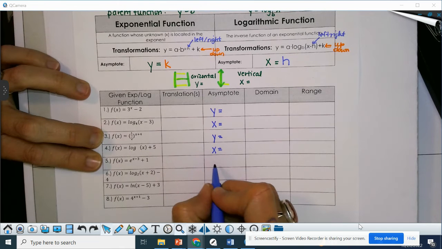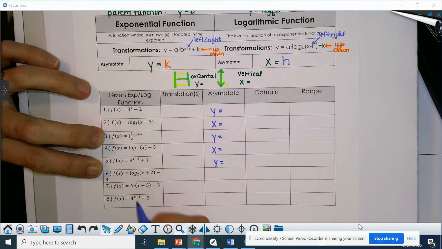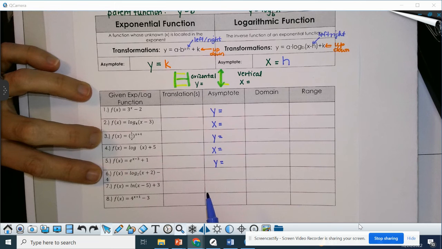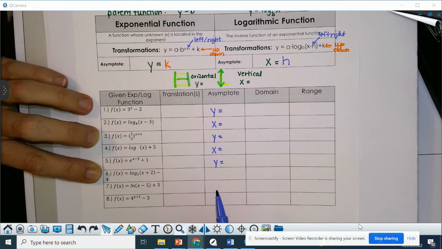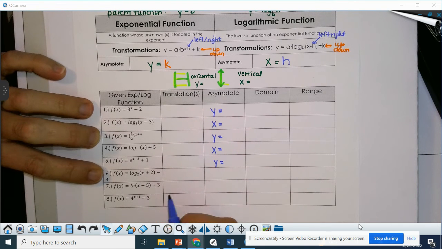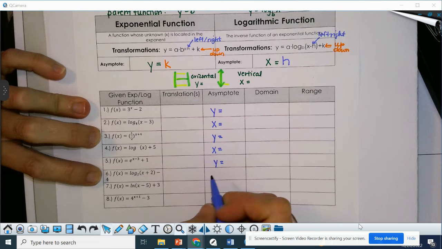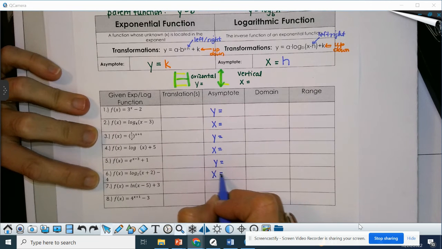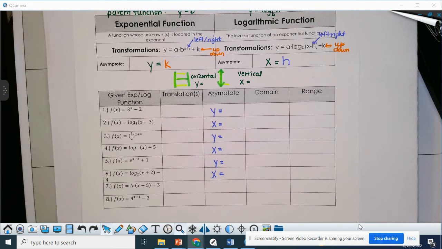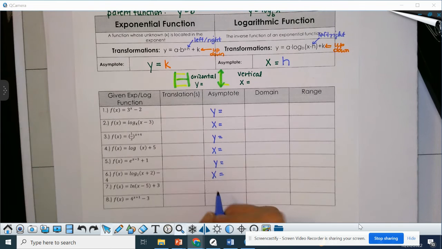Exponential. e is a number. It is a button on your calculator, or if you're in Desmos, it is in the calculator there, but it is a number. So think of it kind of like pi. It's an irrational number that goes on forever and ever, and it actually has a value. So it's not a variable. So we have another log, and log is an x equals. ln is also a log. It's a natural log. So that is also going to be an x equals. And then we have another exponential, which is going to be y equals.